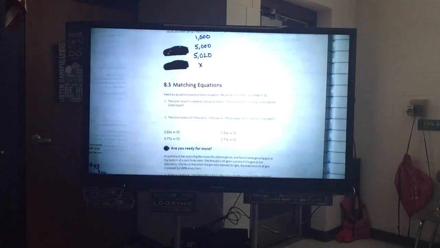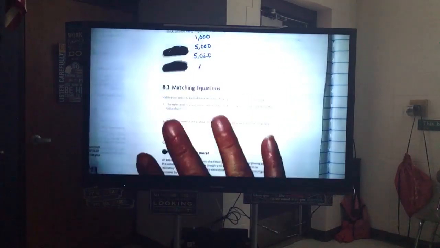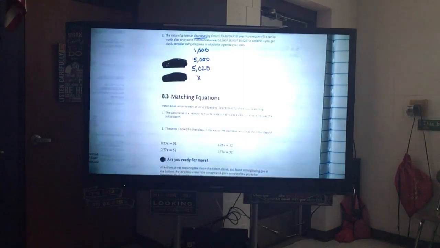Pencils are down. As I walked around today, it was very interesting to see the different ways that we solve these problems, right? Who would like to share one way? All right, Michaela, what did you guys do for the first one?